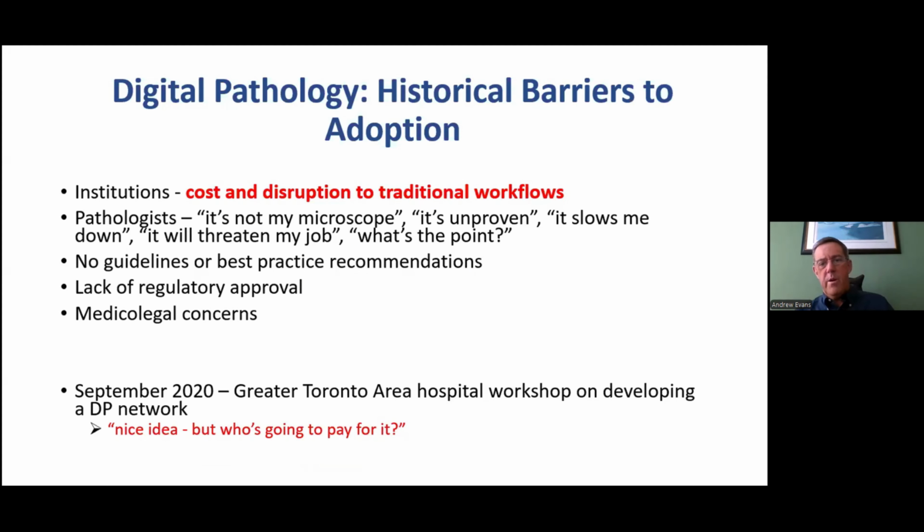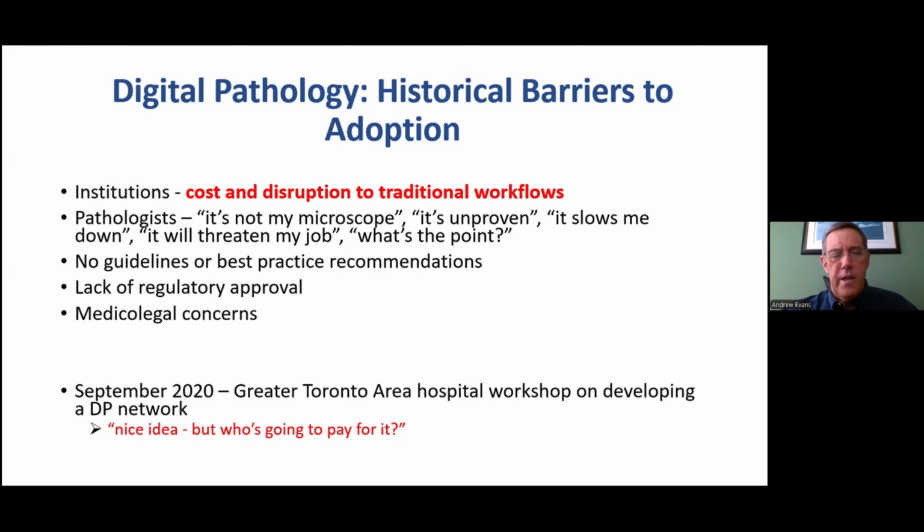So historical barriers to adoption. At the institution level, we've got cost and disruption to traditional workflows. Pathologists, I've heard this over the course of my career: It's not my microscope. It's unproven. It slows me down. It will threaten my job. What's the point? There were comments about no guidelines, no best practice recommendations, lack of regulatory approval, Health Canada, FDA, CE mark, etc., and medical legal concerns.